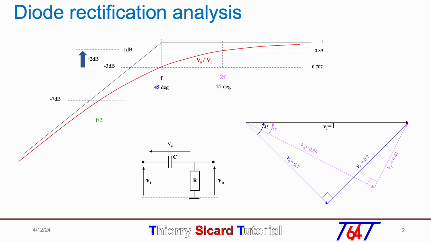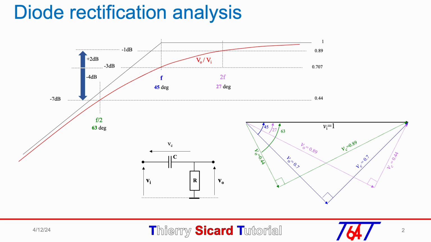Now if we divide the cutoff frequency f by 2, at f over 2 in green, we will cross minus 7 dB with a Vout phase of minus 63 degrees compared to Vin, visible on the vector diagram. So the drop is minus 4 dB if f is divided by 2 and plus 2 dB if f is multiplied by 2, compared to the minus 3 dB at the cutoff frequency f.